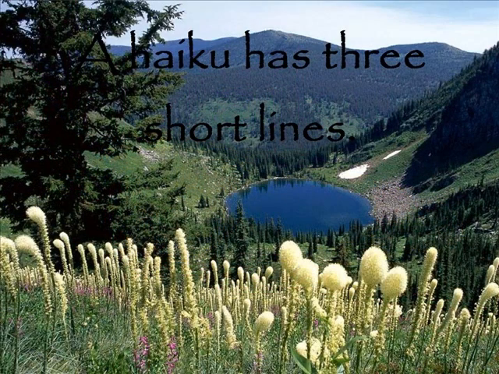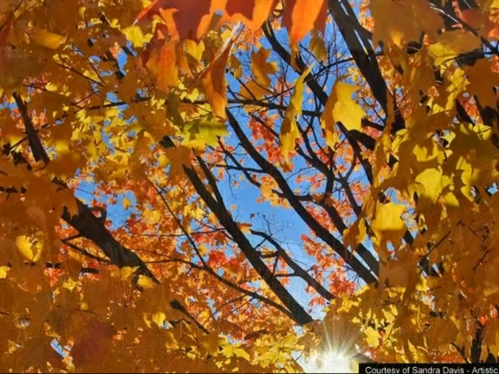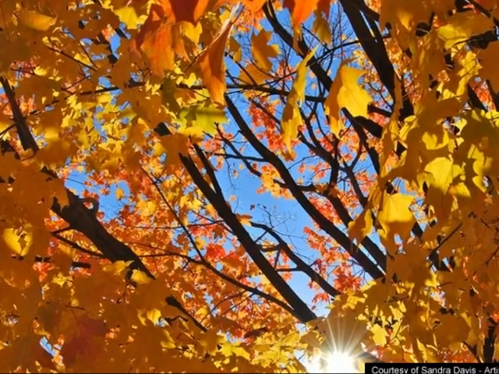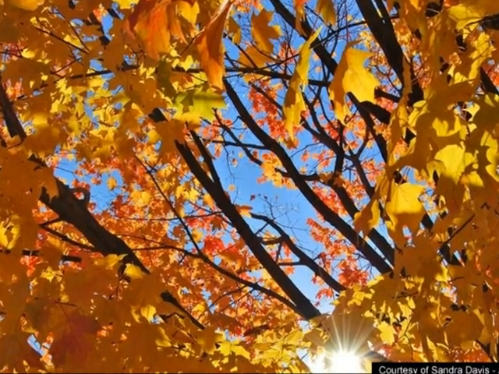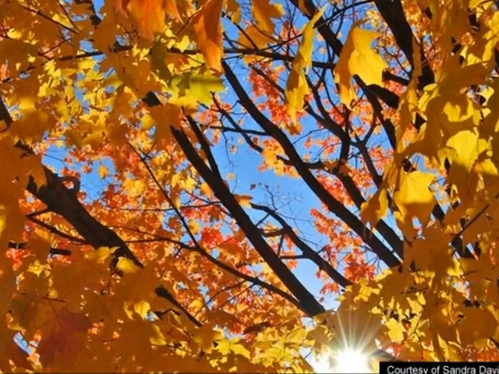A haiku has 3 short lines. Each line uses simple words and grammar. The first line usually contains 5 syllables. The second line has 7 syllables, and the third line has 5 syllables again. A haiku does not rhyme. A haiku must paint a mental image in the reader's mind.